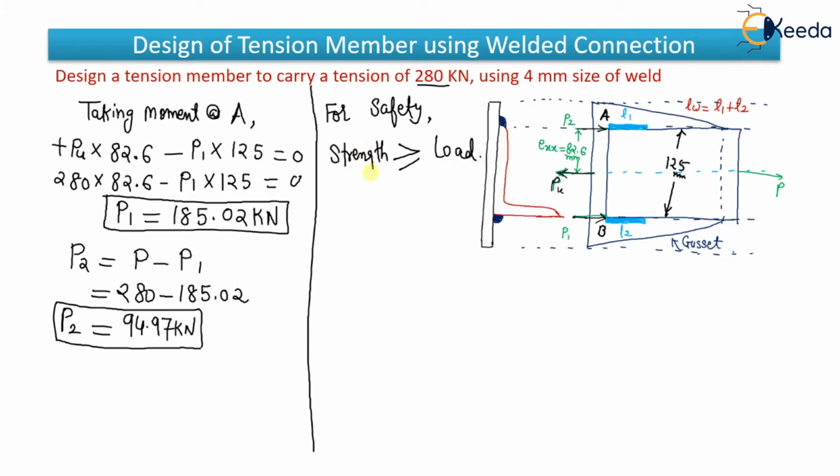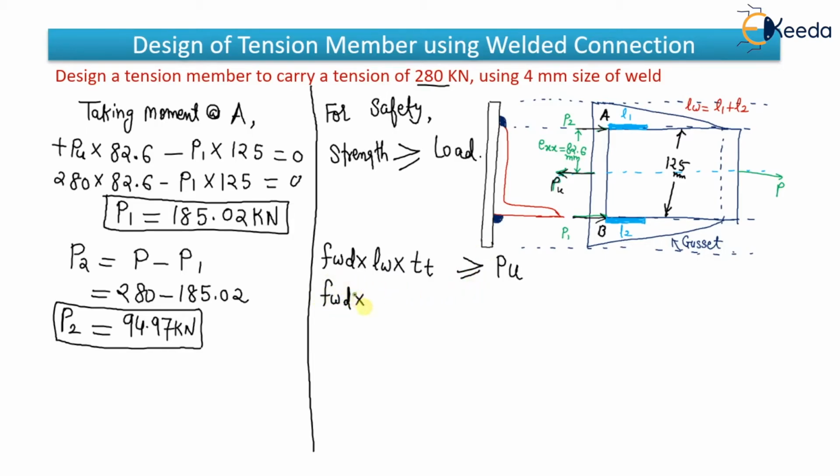Now what is the strength and what is the load? Load is 280 kilonewton. So the strength of this joint will be at least more than this. But what about the formula of strength? The formula of strength is given as FWD into LW into TT. This is the strength and it should be greater than or equal to PU. If not greater than, at least it should be equal to the PU. Okay.